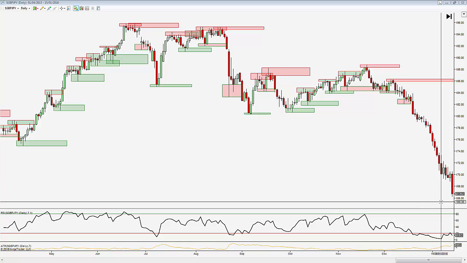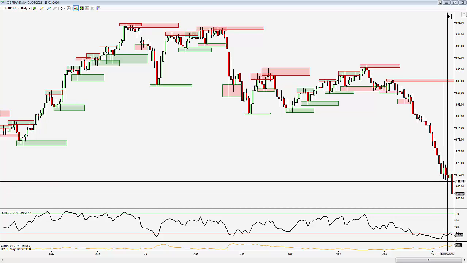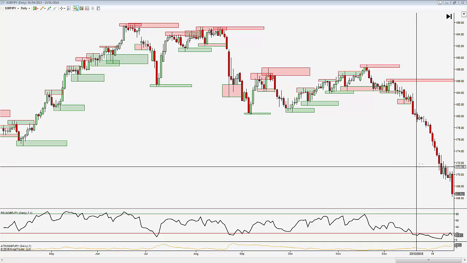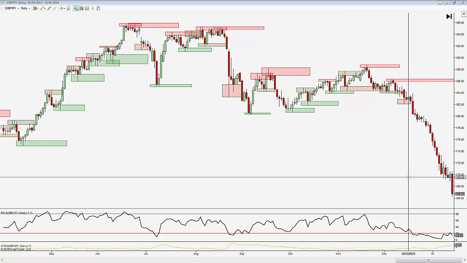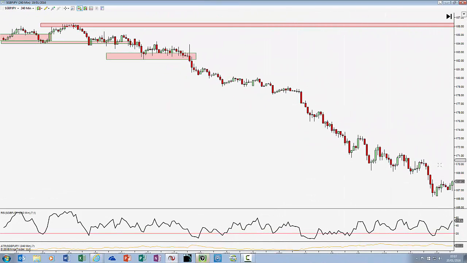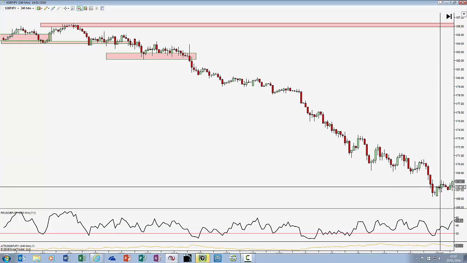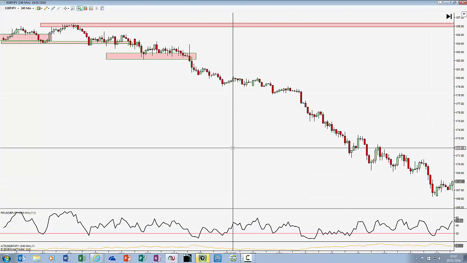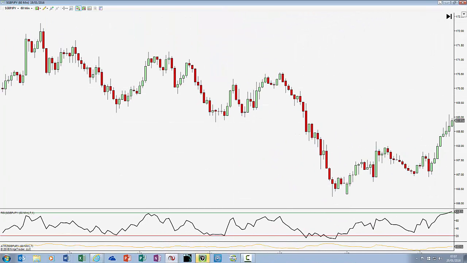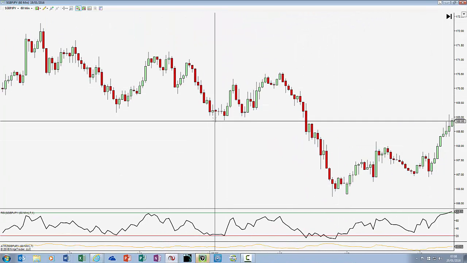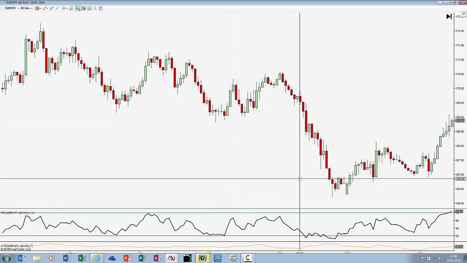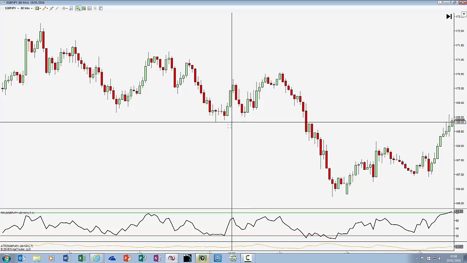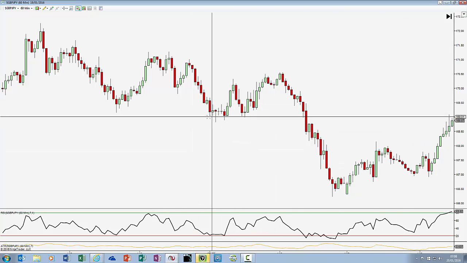So we were going to wait for a pullback up into structure before looking for an opportunity to get short on this pair. When we dropped down to the 4-hour chart, we were waiting for a pullback up into this area here at previous structure support. And you can see markets started to push up. When we drop down to the hourly, you can see that price action was pushing up to this previous support level here, which should now become resistance. We broke and closed below the previous support level, price action pushes up, and support should now become resistance.